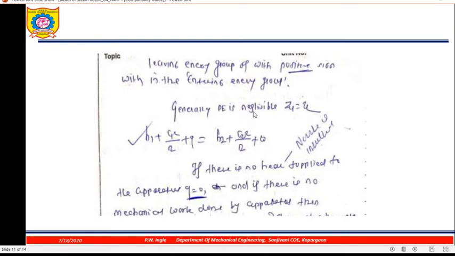Since potential energy is negligible, we are not changing elevation, Z1 equals Z2. If no heat is supplied to the apparatus, or if the nozzle is adiabatic, there is no heat transfer, so Q equals 0. And we know the nozzle is used to convert pressure energy into kinetic energy, so there is no work done by the apparatus, so W is also 0. So what are we getting then?